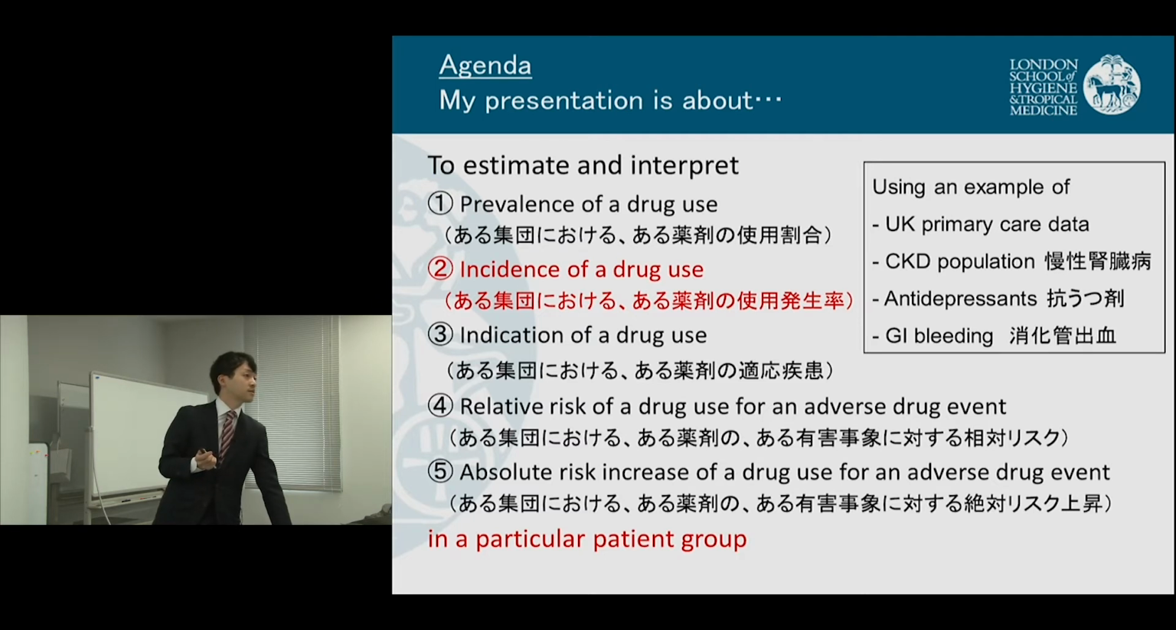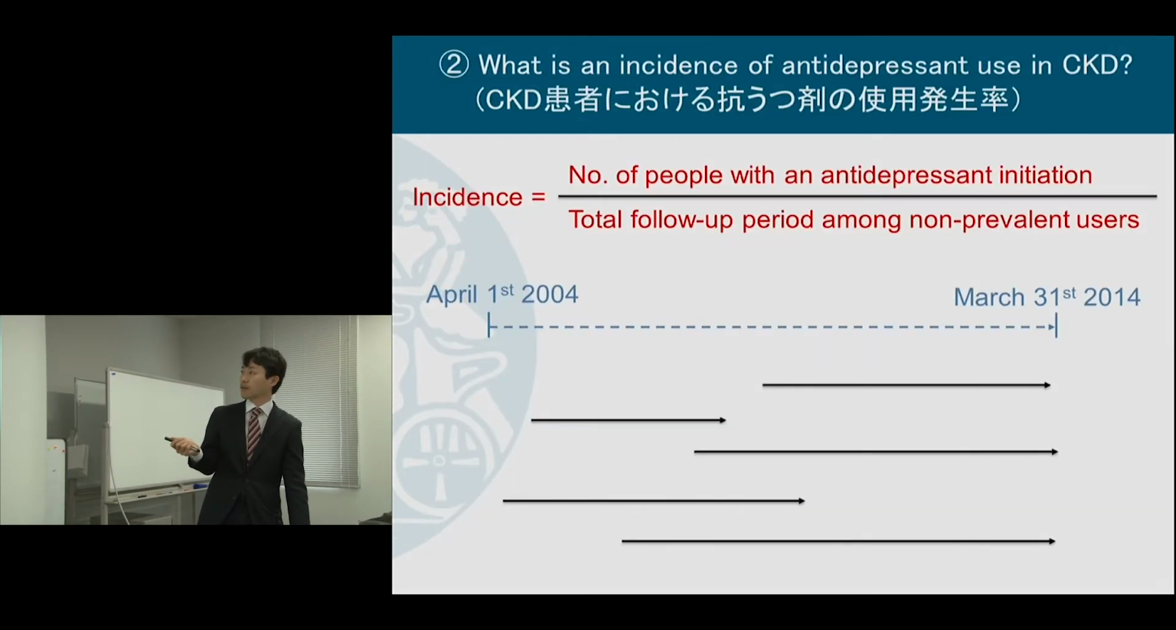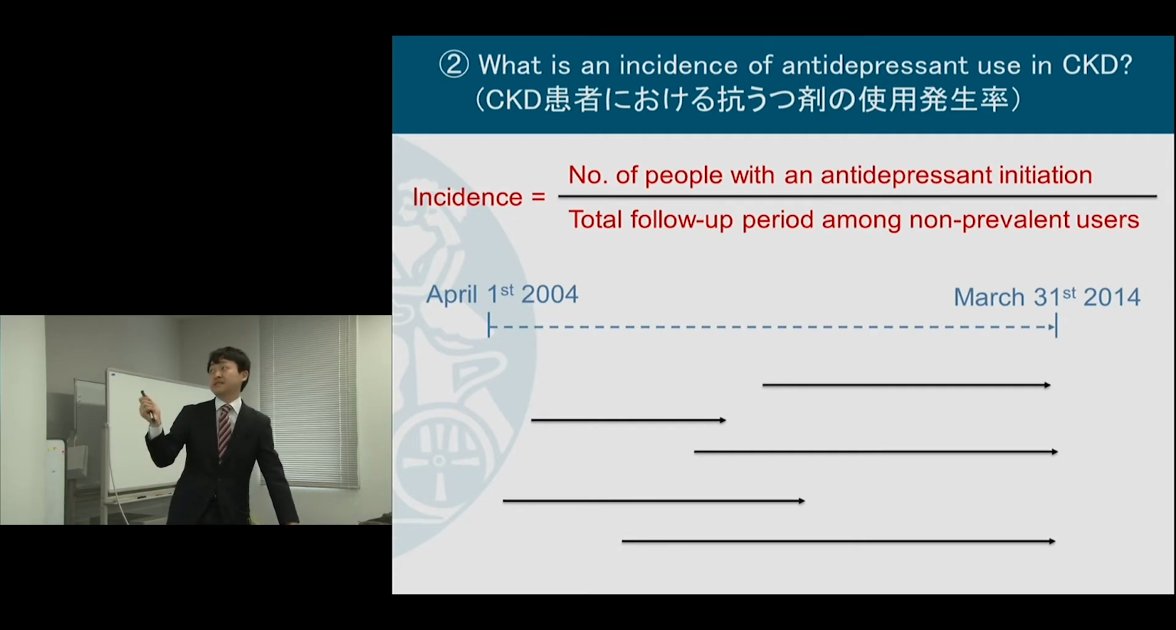Any other questions? Okay. So let me move on to incidence of drug use. Okay, so incidence was relatively easy. Incidence is calculated by the number of people with an antidepressant initiation divided by total follow-up period among patients at risk for starting the antidepressant. So in that case, non-prevalent users.